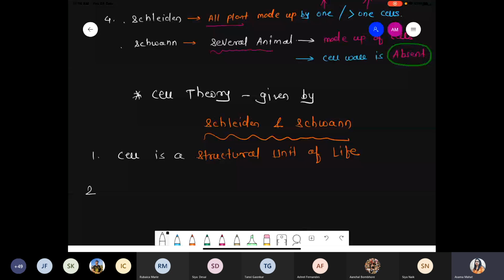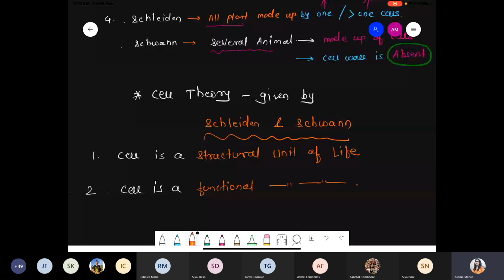Another point, cell is a functional unit of life. That is also true. Cell is a functional unit of life. That is also true because you know very well all activities which occur inside the organism, which occur inside the cell, they are very specific.